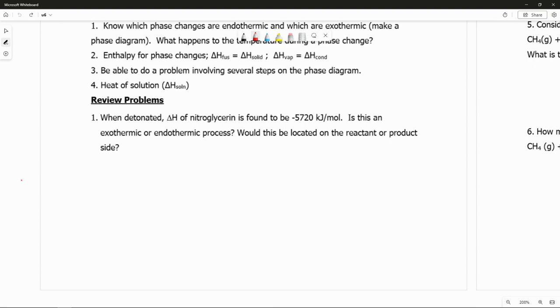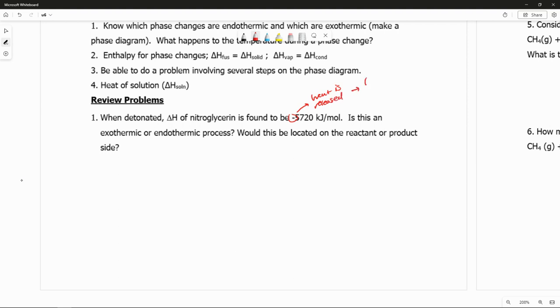straight into thermochemistry. When detonated, delta H of nitroglycerin is found to be negative 5,720 kilojoules per mole. Is this an exothermic or endothermic process? Would this be located on the reactant or product side? All right, so if you recall, the nitroglycerin blowing up, so detonation, is producing this much heat per mole. Negative 5,720, especially the negative, represents that heat is being released.